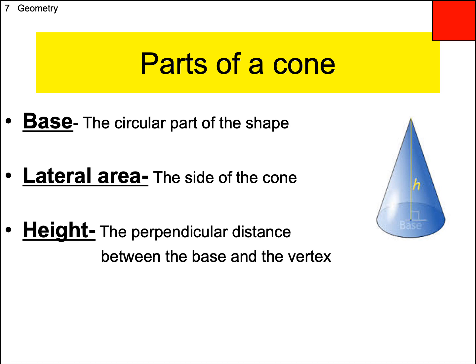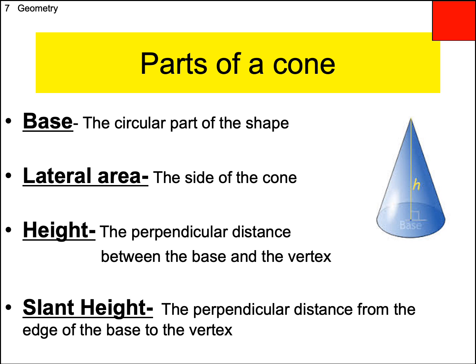Lastly, we do have one other thing. If we were to measure the distance along the outside of the cone from the bottom to the top, just like on a pyramid, we call that the slant height. And that would be the distance from the edge of the base to the vertex. Okay?